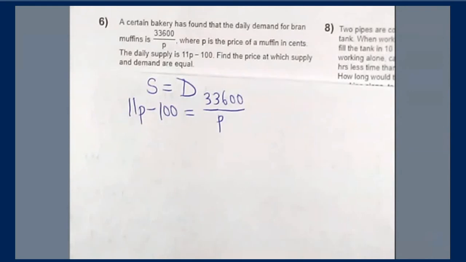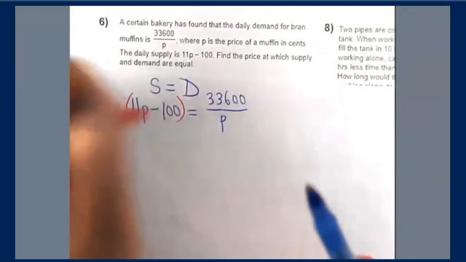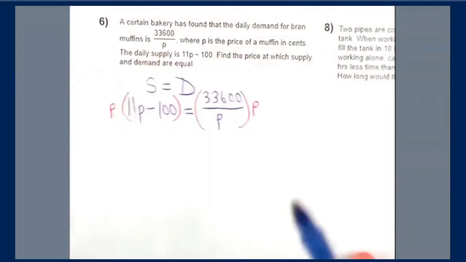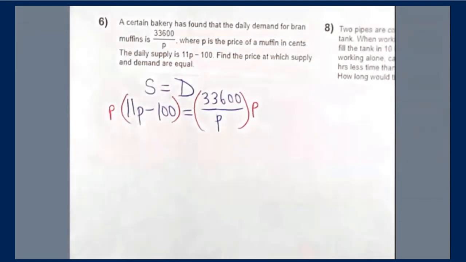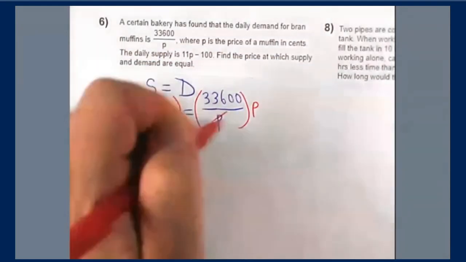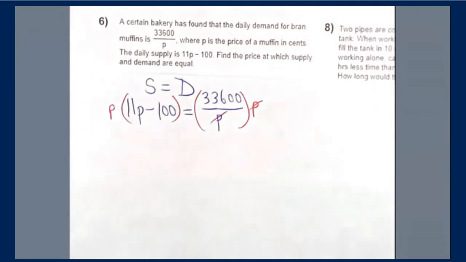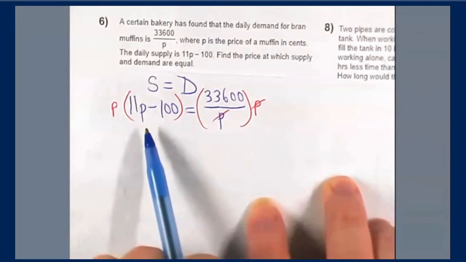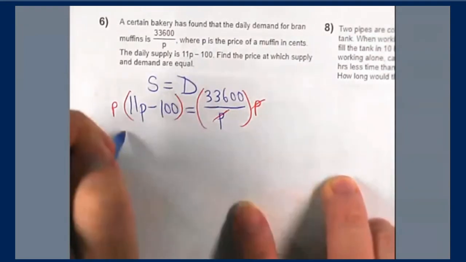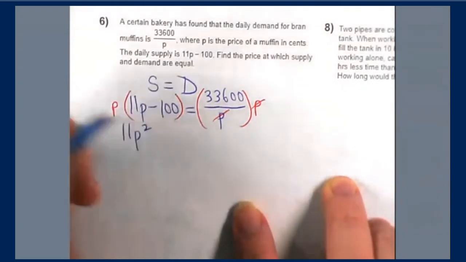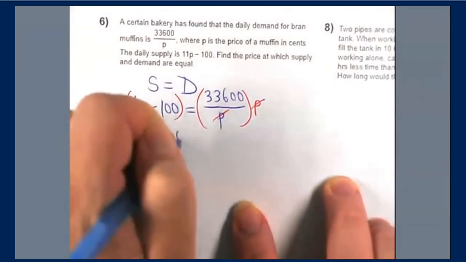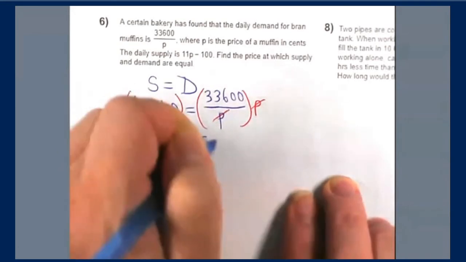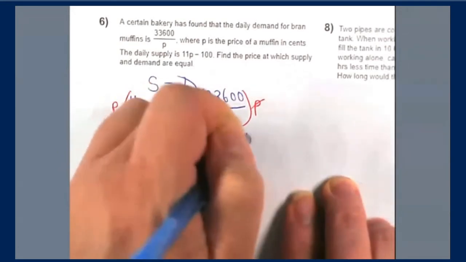Eliminate the fraction by multiplying both sides by the denominator. On the right-hand side, the P's cancel. And on the left side, we distribute that P times everything in parentheses. So that would give us 11P squared minus 100P equal to 33,600.